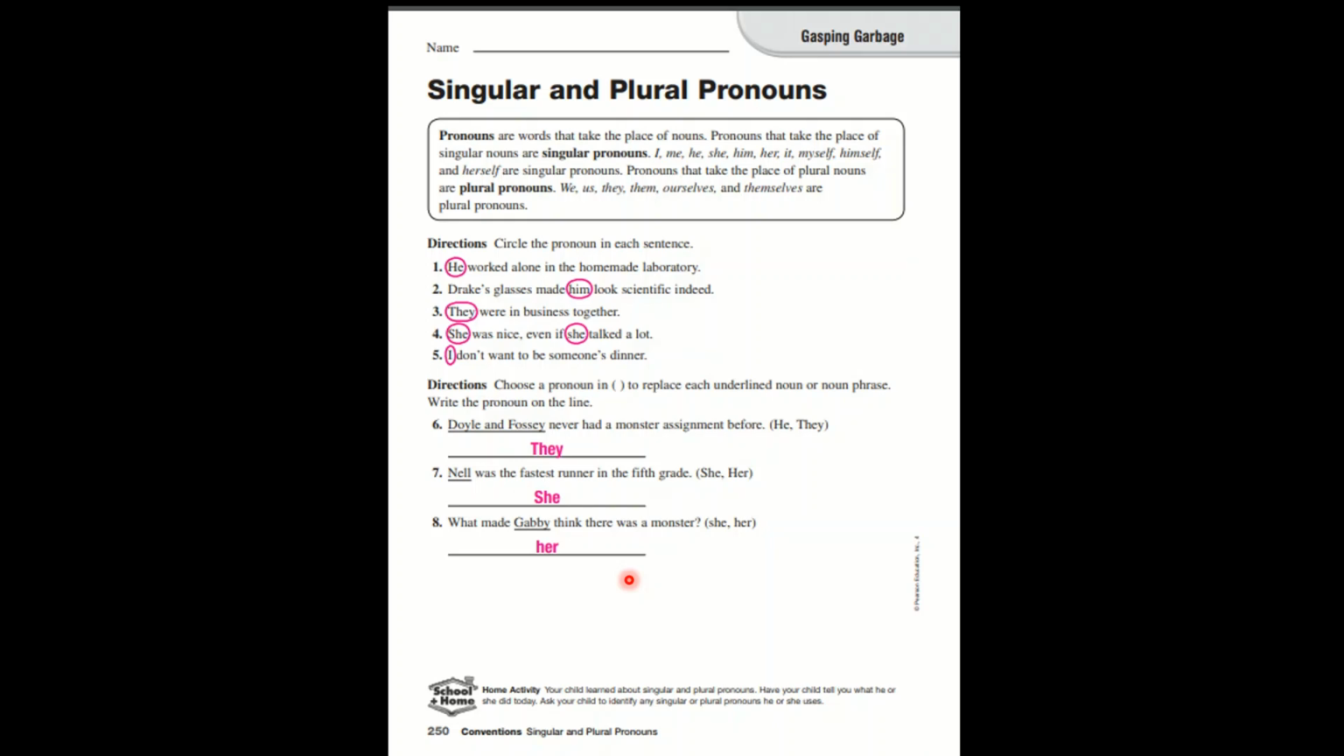You're going to be writing sentences in your notebook, using plural and singular pronouns. You need to write complete sentences, and you need to write 4th grade sentences. Remember, those sentences should be more than 6 words. They need to make sense. You need to look at your capital letters, your punctuation. You're going to write 3 sentences using singular pronouns and 3 sentences using plural pronouns.